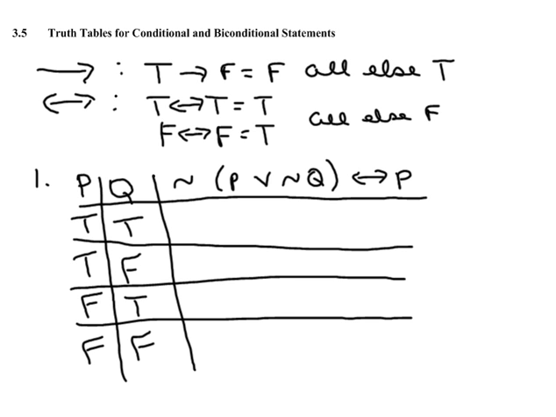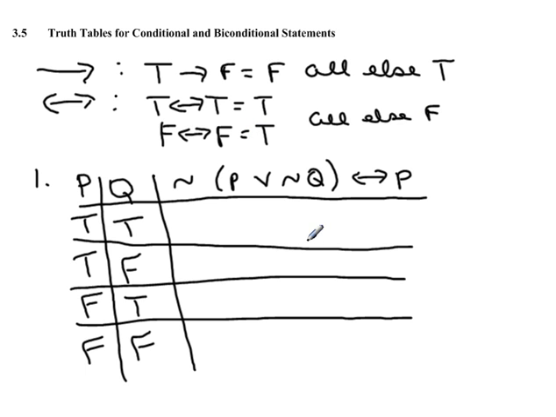This is the lesson for 3.5, truth tables for conditional and biconditional statements. Okay, I've written the song, or the key, for the conditional. That's true then false is false, all else true. And then the biconditional: true if and only if true is true, false if and only if false is true, all else are false. So for the biconditional, if both of the conditions are equal or the same, true and true, false and false, then it's true. If they're not equal, then it's false.